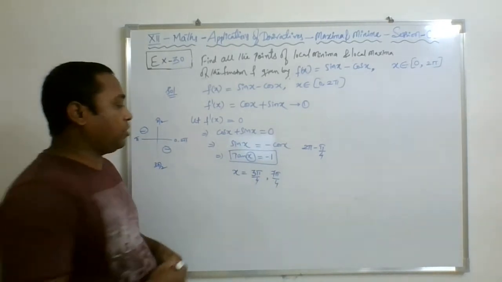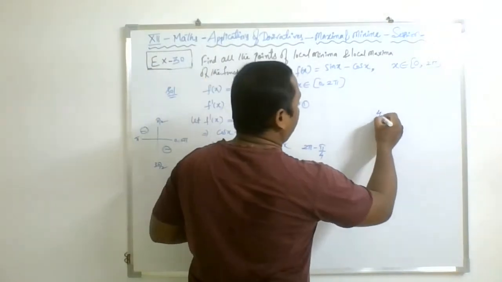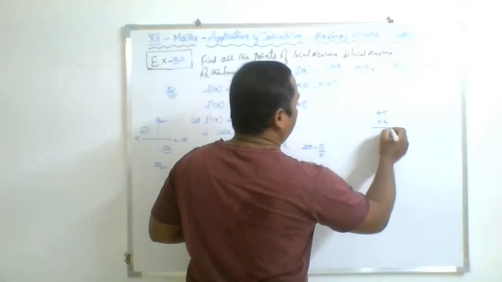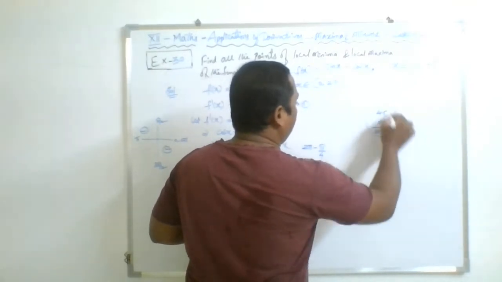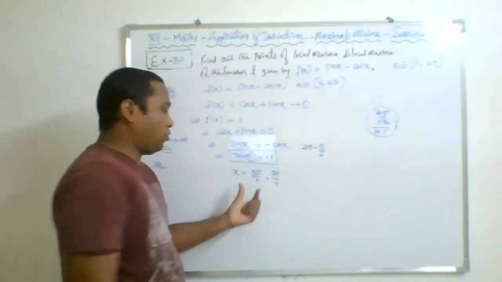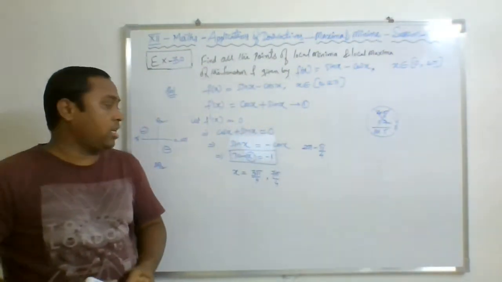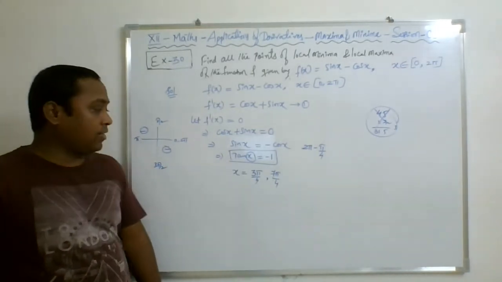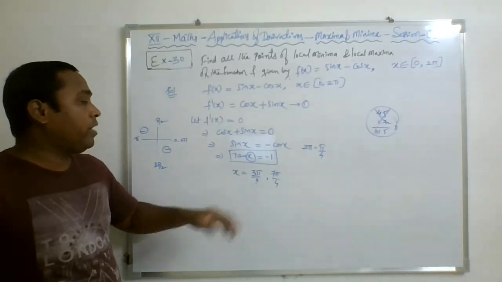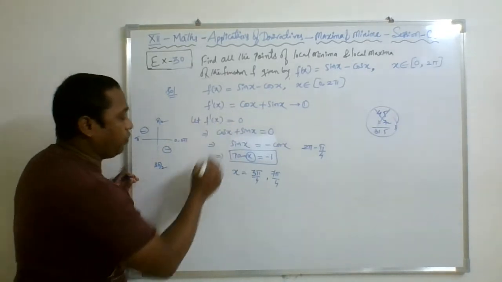28 plus 3 is 31. Yeah, it will work fine. So these are the 2 points, 2 angles where tan x value is minus 1, and then we'll go for the double derivative of this function.